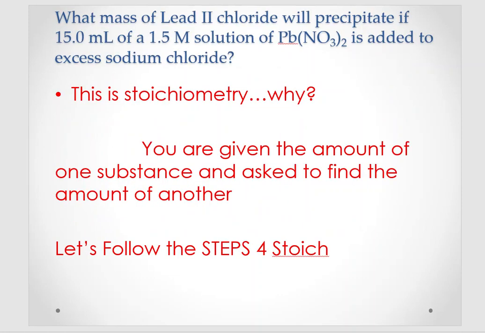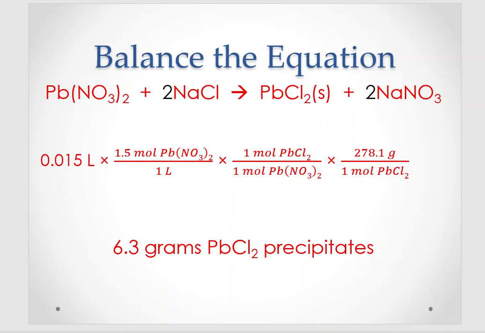So this asks what mass of lead 2 chloride will precipitate if 15 milliliters of a 1.5 molar solution of lead nitrate is added to excess sodium chloride. We know it's stoichiometry because we're given an amount of lead nitrate and we're asked to find the amount of lead chloride. So let's follow our steps. Step 1, balance our equation. We've got a double replacement reaction going.